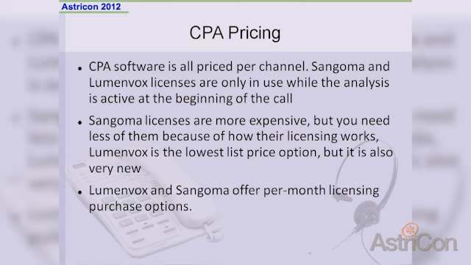As for pricing, everything is priced per channel, so you have to pay for all the channels of analysis that are going on. Sangoma and Lumenvox only charge during the analysis time. Dialogic is licensed per concurrent channel. The Sangoma licenses are more expensive, but you need fewer of them because of how their license works. Lumenvox is the lowest list price, but as I mentioned, it's also very new. They haven't tested it in as many applications. You know, we've sold thousands of channel licenses for Sangoma CPD.